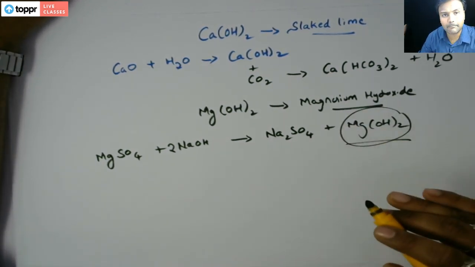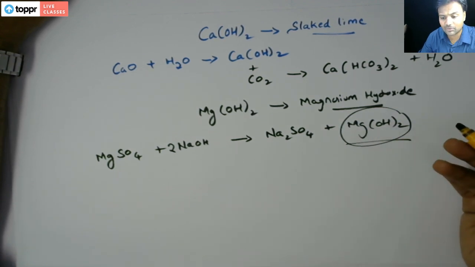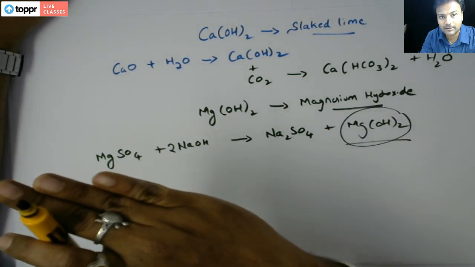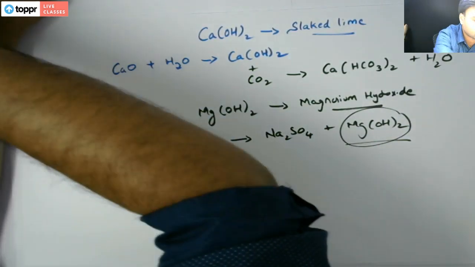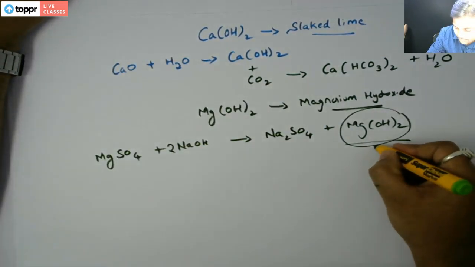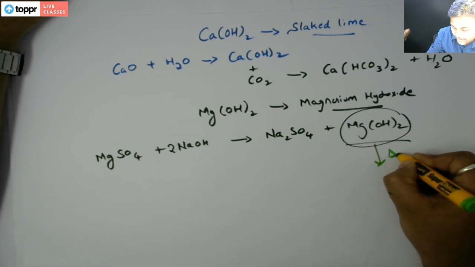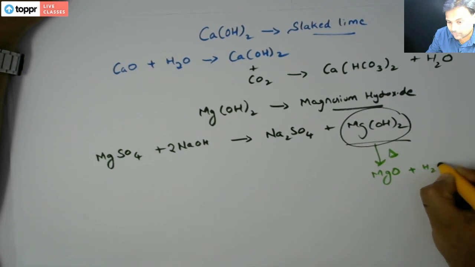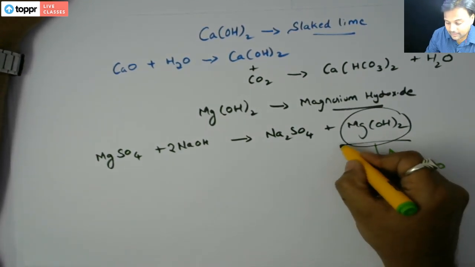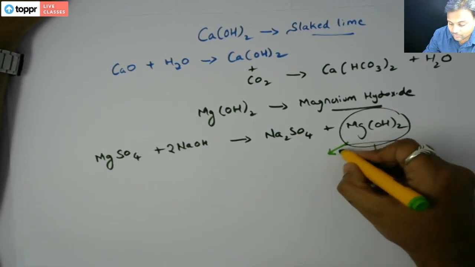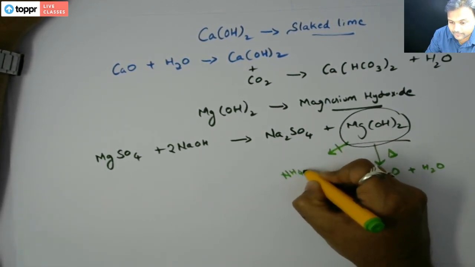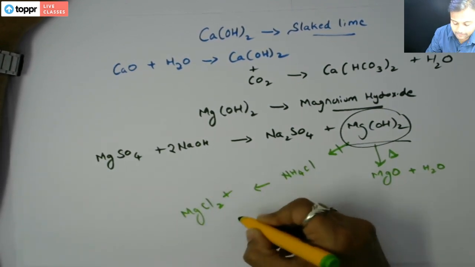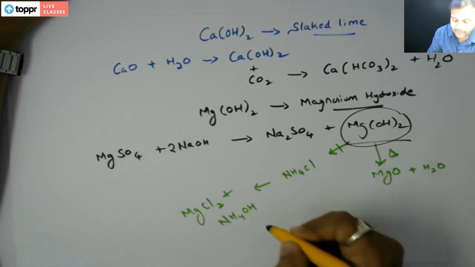Apart from this, the main properties of magnesium hydroxide include conversion to oxide on heating. That means magnesium hydroxide can be converted to magnesium oxide like this. If you heat magnesium hydroxide, it's converted to magnesium oxide along with the elimination of water. When treated with ammonium chloride, it forms magnesium chloride plus ammonium hydroxide.